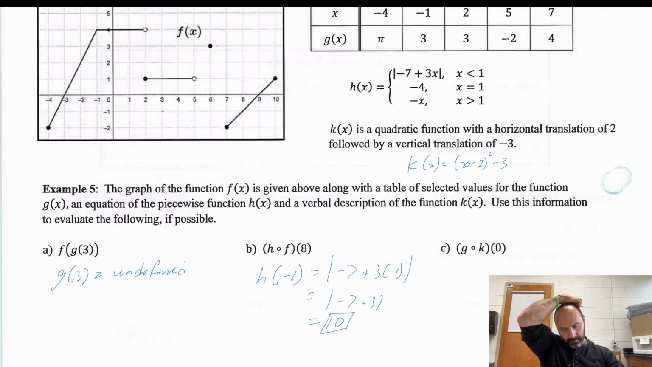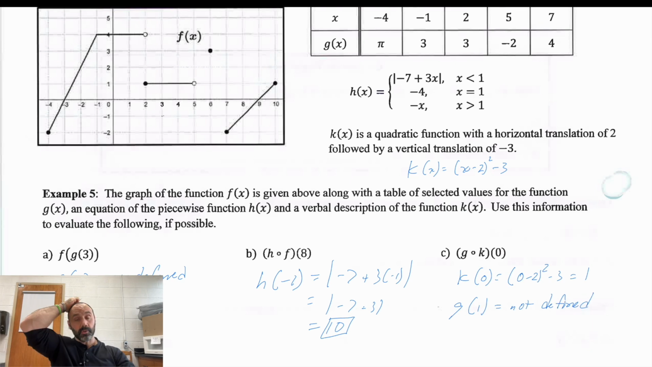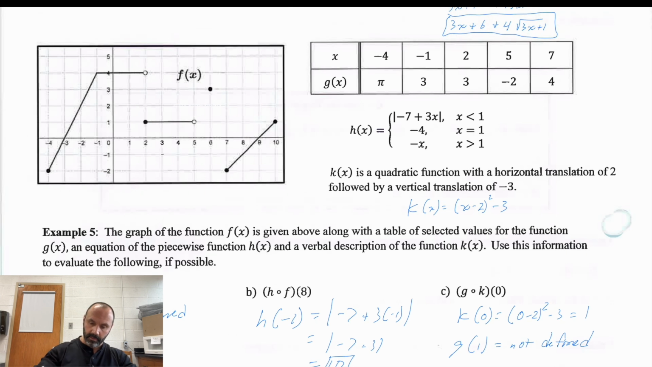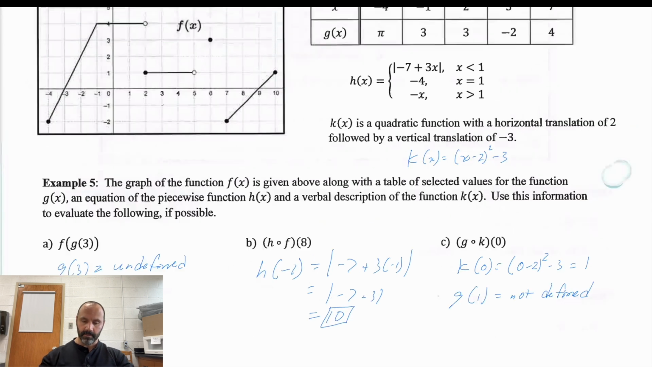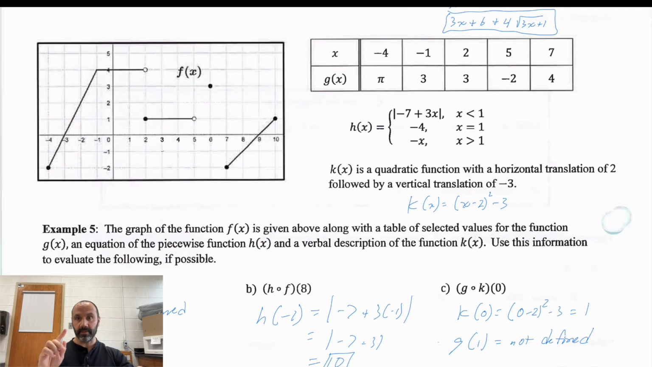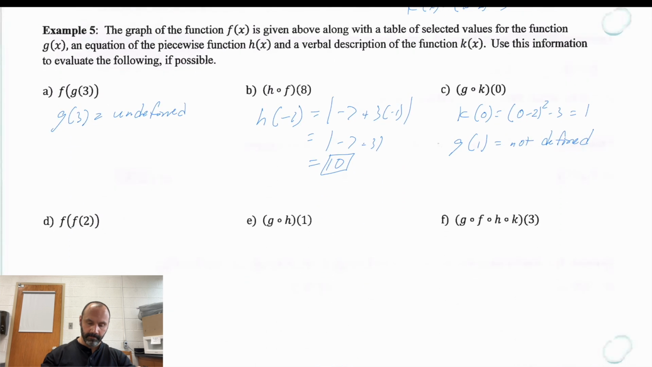Okay. G of k of 0. So I put 0 into k, and then I put that output into G. So k of 0 gives me a value of 1. But the problem is then when I go over to G, there's no available input of 1. It's not defined. And so the answer for this is not defined. G is giving us a little bit of trouble, so we got to pay attention as we do that one.